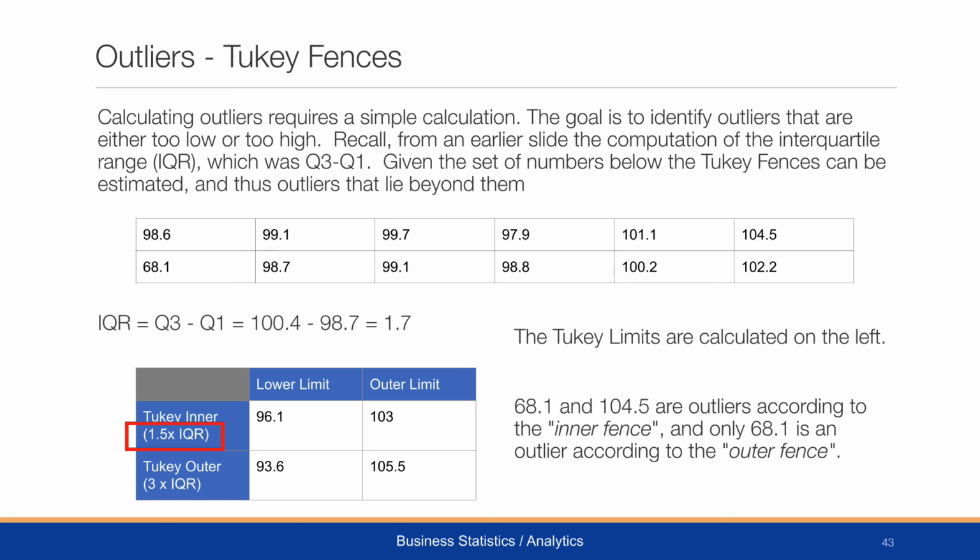We take that and we're going to multiply it by 1.5 and then subtract it from that Q1 number, the Q1 number being 98.7. So there we get our 96.1. On the reverse side, we're going to add that same number, 1.7 times the 1.5, to the 100.4 to get a 103. So any numbers that are outside of that would be considered an outlier according to the inner fence. 68.1 and 104.5 are clearly that. But when we use the outer fence, we end up with two different numbers. We end up with 93.6 and 105.5. Because remember, we're multiplying that interquartile range by 3. And then in that case, only 68.1 is an outlier according to the outer fence.